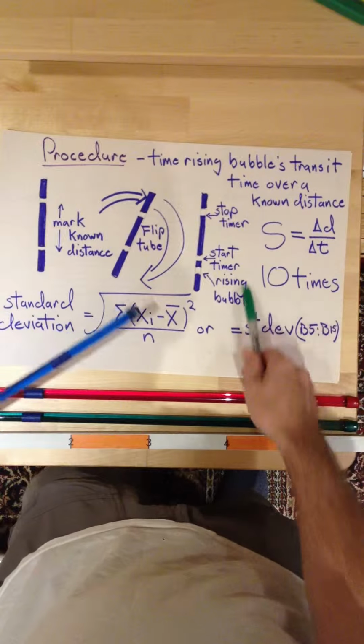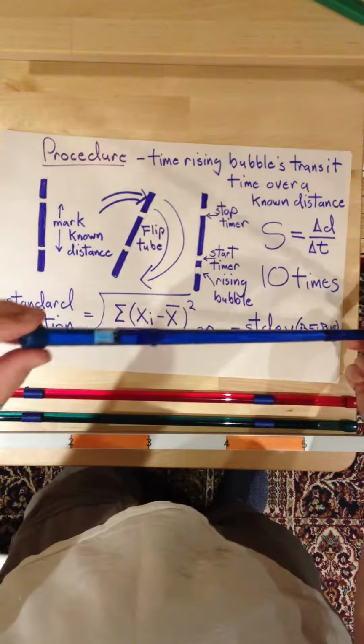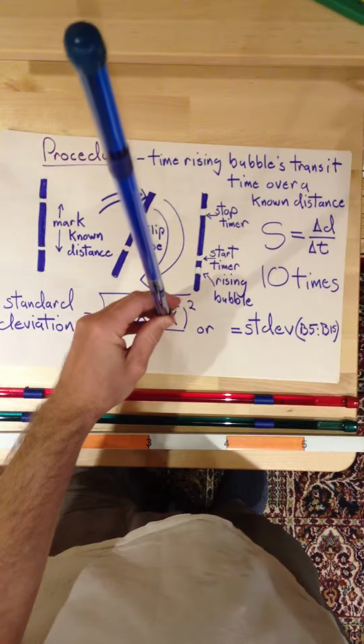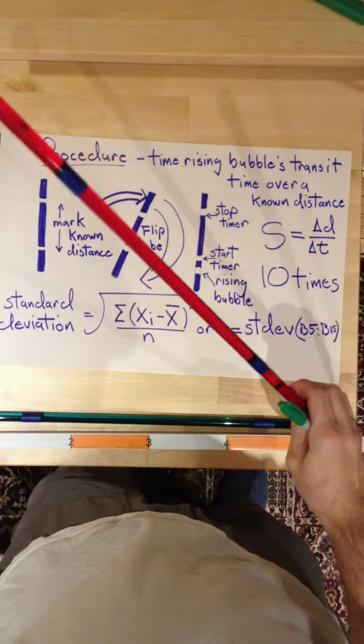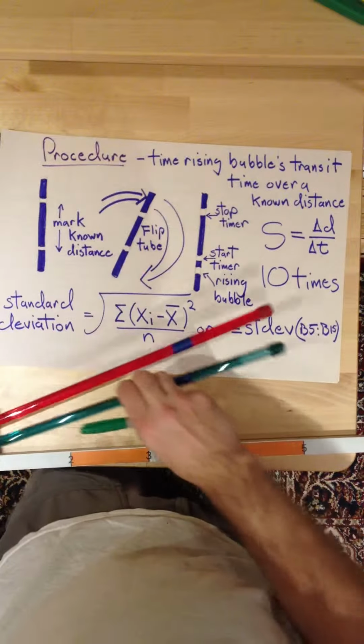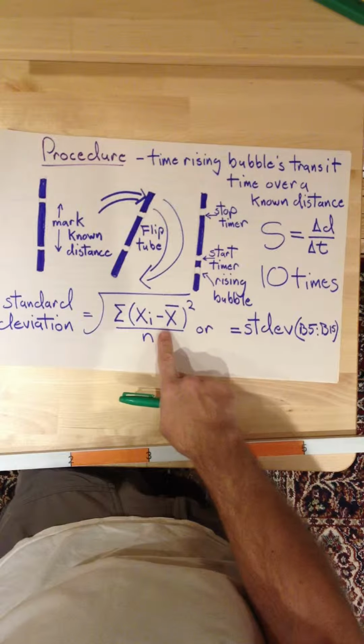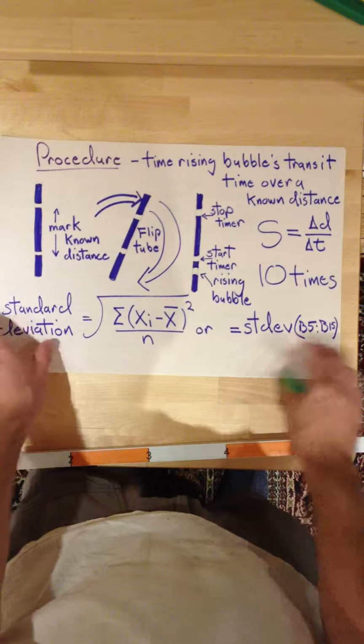So again, you do that 10 times. You simply flip the tube, start, stop when it gets to the finish line for all three viscosities. You could find standard deviation the old-fashioned way, or you could simply use a spreadsheet.